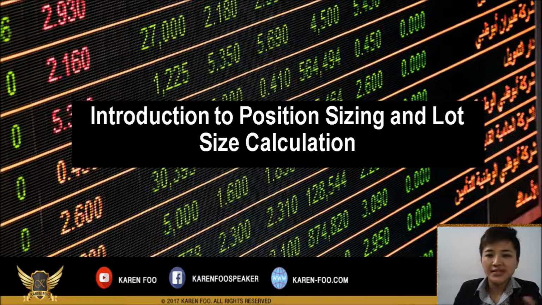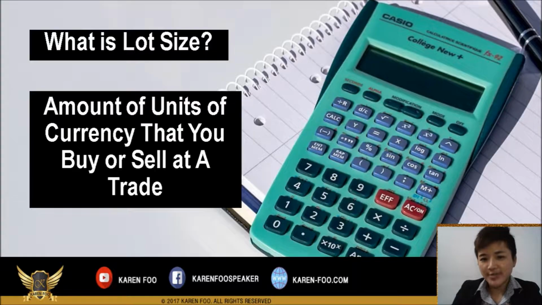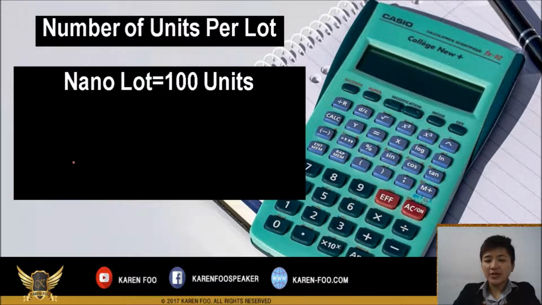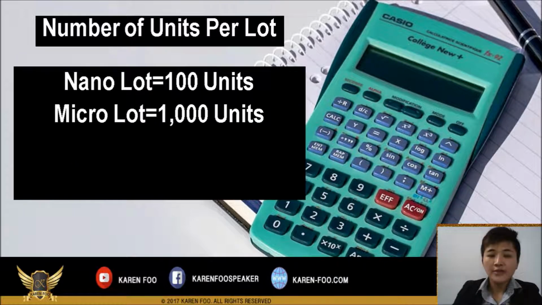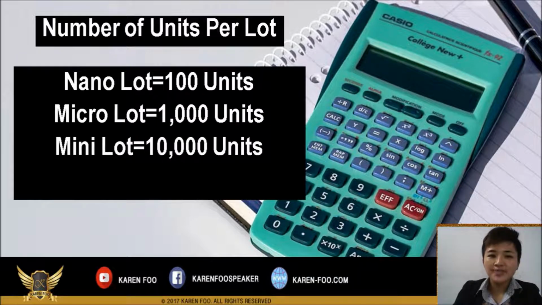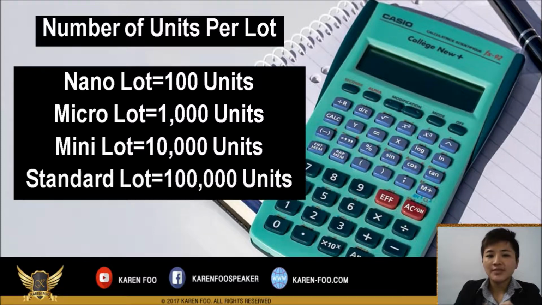So how do you determine your position size and how do you calculate your lot size? What is a lot size? It's the amount of units of currency that you buy or sell at a particular trade. Then some people ask, what's a lot? Now, a lot is the amount of currency that you buy or sell. What do I mean by that? So one nano lot is 100 units of the base currency. For micro lot, it will be 1,000 units. Mini lot, it will be 10,000 units. And if you buy one standard lot, you're buying 100,000 units. So basically, one standard lot is 100,000 units of the base currency pair.